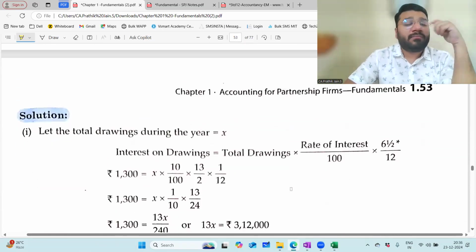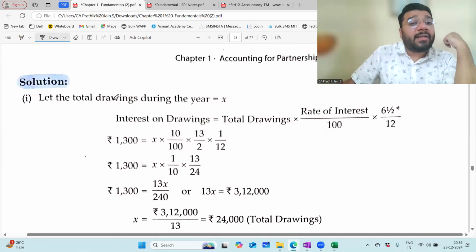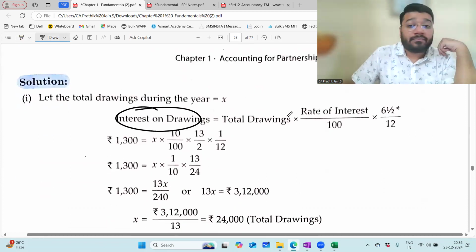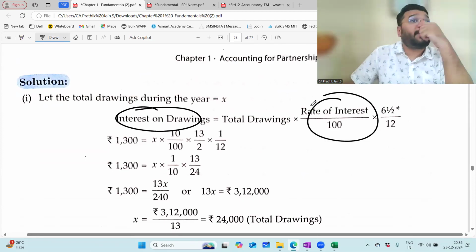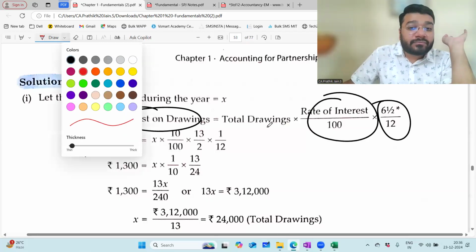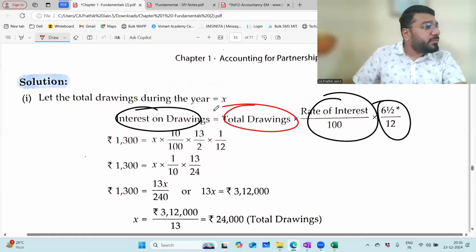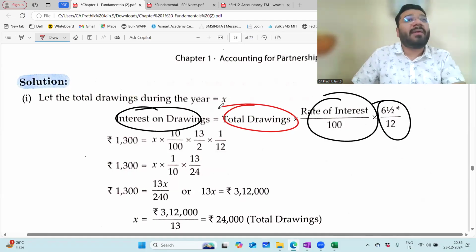this is a type of question where they'll give you interest on drawing in the question. They'll give you a rate of interest also. They'll give you average period by 12 also. What they will not give you is the total drawing. So mathematically, you know how to solve this. This is that one type of question where they do the reverse calculation. Mathematically, it's easy. If you have any doubts, you can let me know. I can solve it in any particular class.